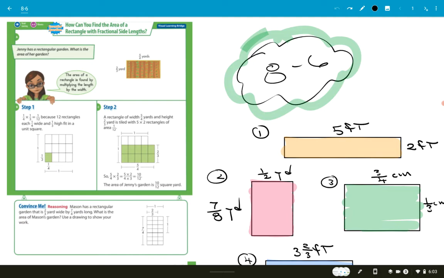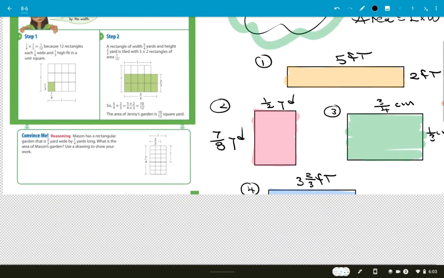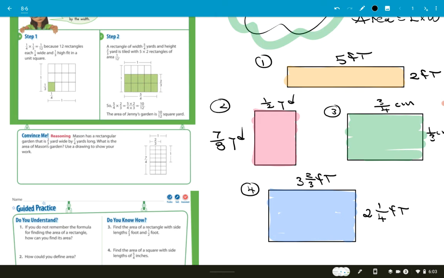And really it's all about finding the area of a rectangle. I think most of you know what that is, because we've talked about that before. Area equals length times width. I've got several examples here we can briefly look at.